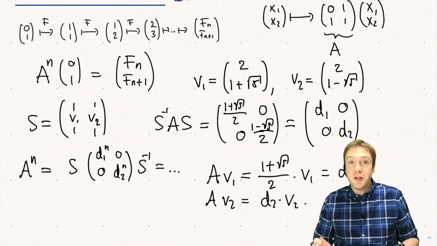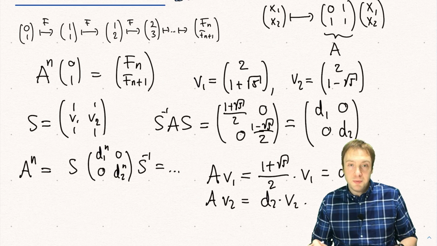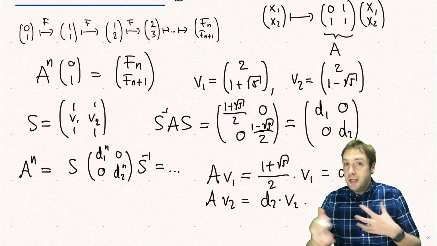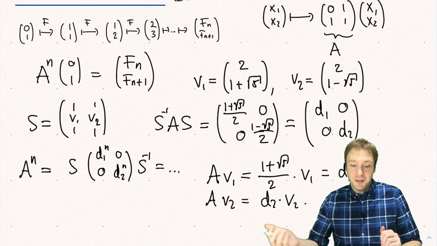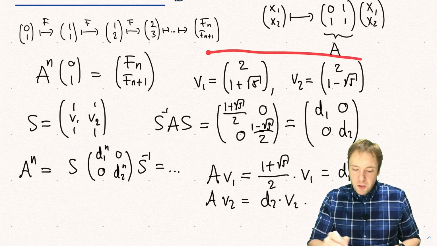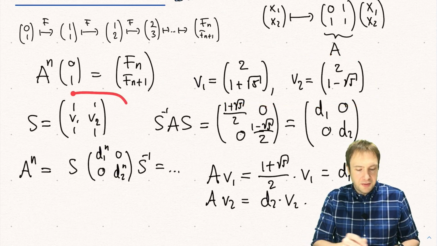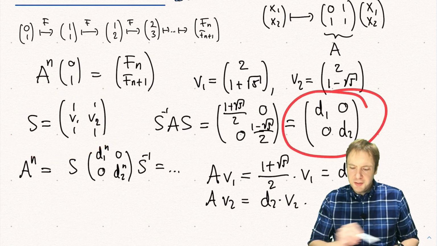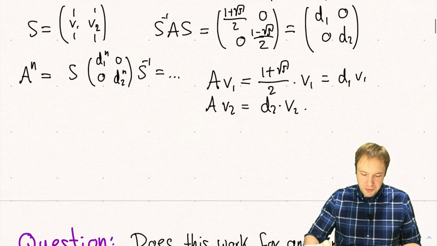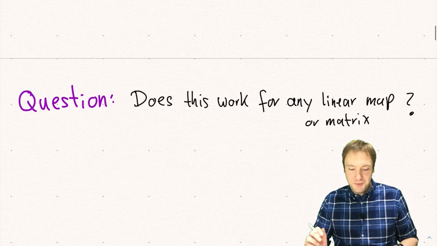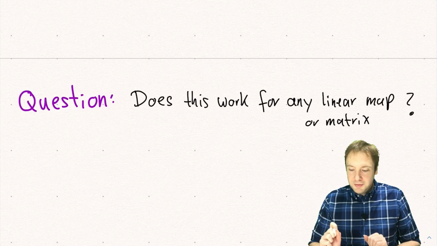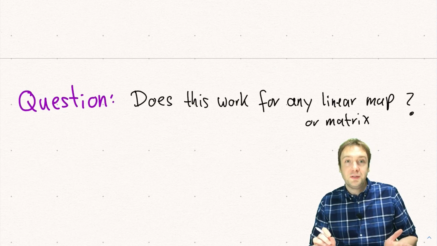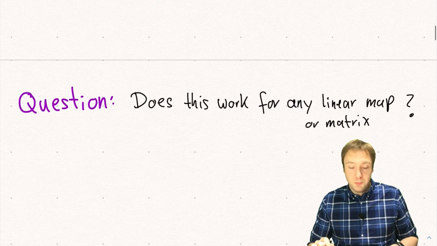So then you might ask, in general, if I have an arbitrary linear map, which maybe describes some population or something like this, and I want to see what happens after applying this map again and again, can I maybe always do this trick here? Can I maybe always find some vectors like this and then define this matrix S such that I get this diagonal form? So the question is, does this work for any linear map or any matrix? And the answer to this question is no. So this doesn't always work.